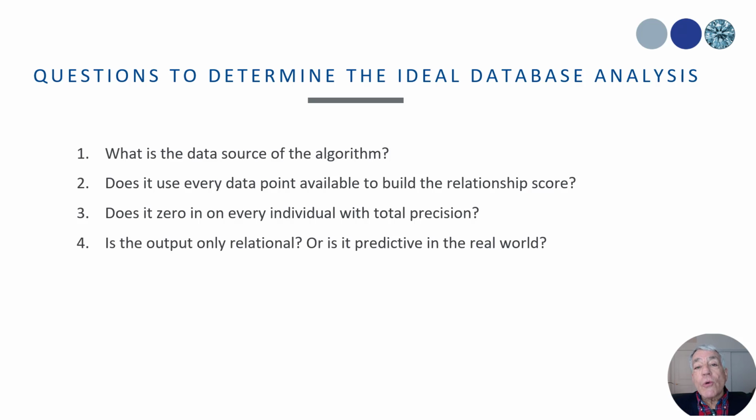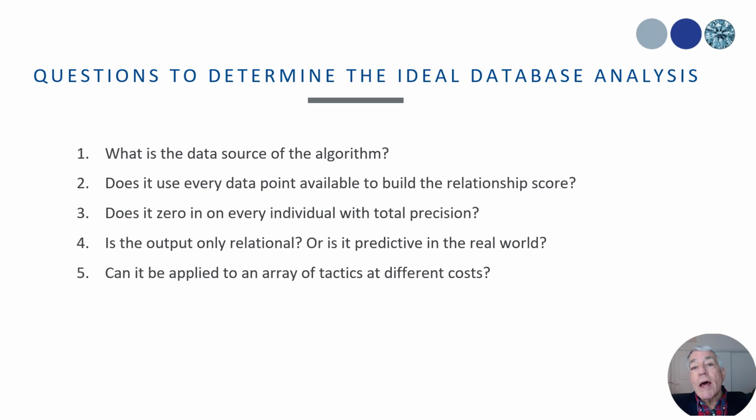Is it relational or is it transferable to the real world? In fact, the majority of database analyses say this person is more likely than this person to make a gift. Okay, it's kind of good to know, but it doesn't really tell you what's going to happen if you deploy these resources to engage this person or this person. What's the outcome going to be? If it's relational only, it can never tell you that. So it doesn't make that big jump to predictability in the real world.